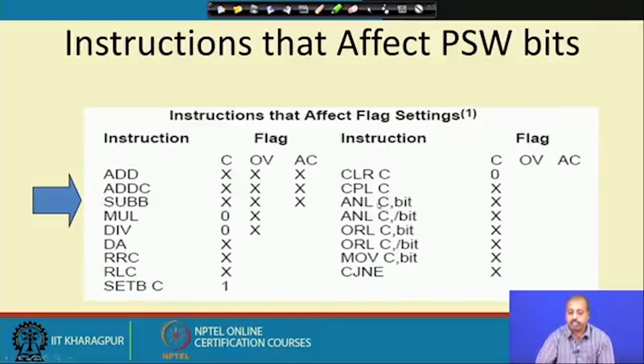Then we have got ANL C, bit. This will be ANDing the bit with the carry. So, if this bit is 0, it is clear carry. If this bit is 1, the previous value will continue. So, you can mention some bit number with which the carry will be ANDed. Then we have got this MOV C. Okay, so, we will see these instructions.